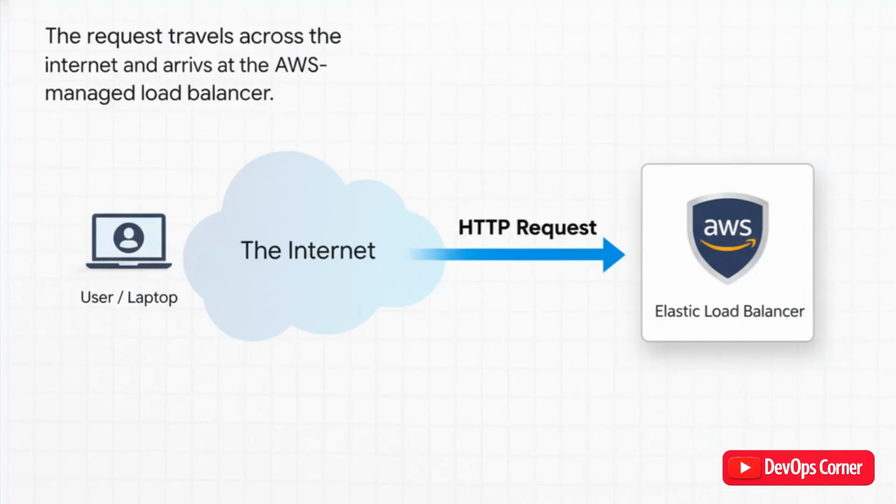Okay, once DNS has done its job, the user's browser shoots the HTTP request to that IP address. That request zips across the internet and arrives right at the front door of the massive AWS-managed load balancer fleet. This is the handoff point. This is where AWS takes over, and where the real magic and all the complexity truly begins.